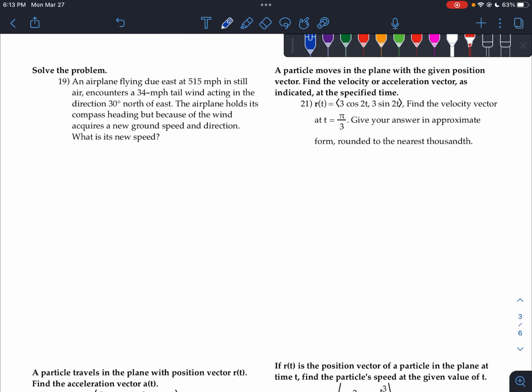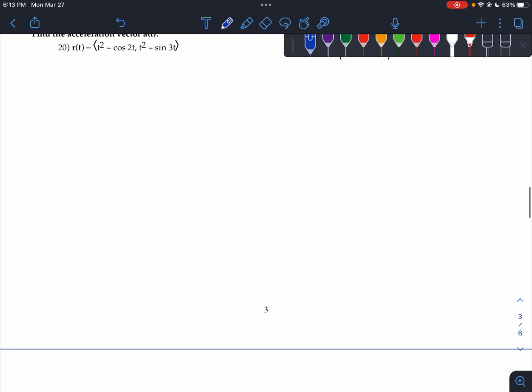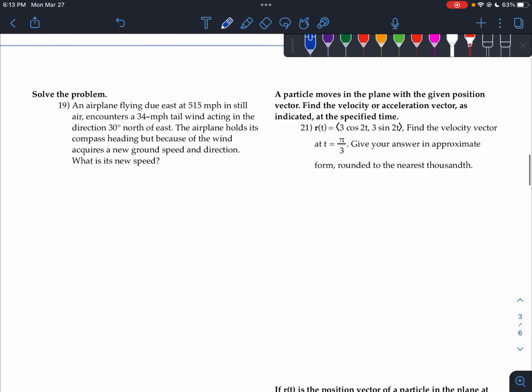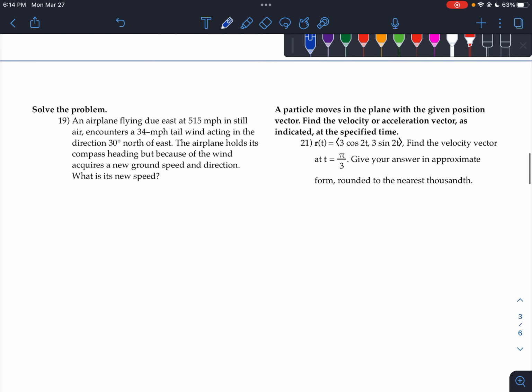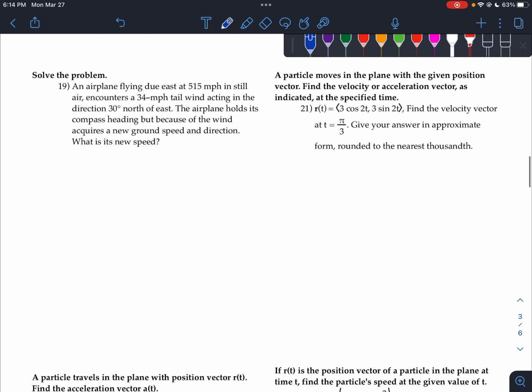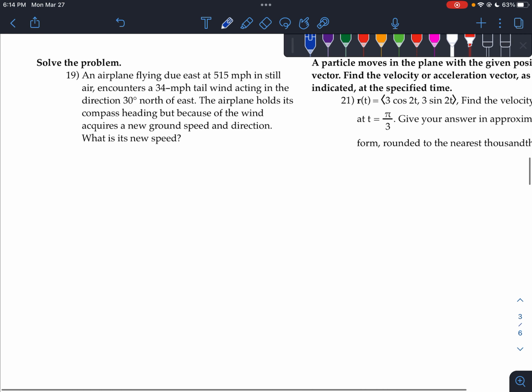Okay, on to page 3. An airplane flying due east at 515 miles per hour in still air encounters a 34-mile-per-hour tailwind, acting in the direction 30 degrees north of east. The airplane holds its compass heading, but because of the wind acquires a new ground speed and direction. What is the new speed? And I'm just going to throw in direction, because who knows, maybe on the test I want both.